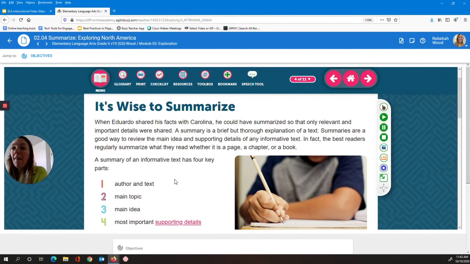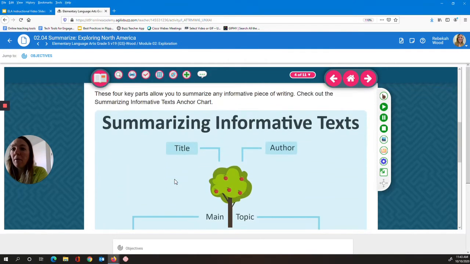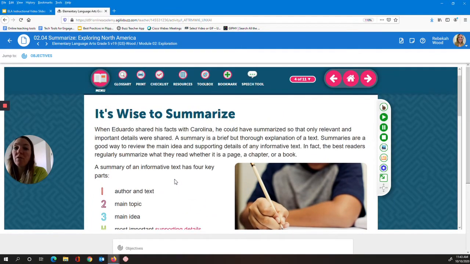I'm going to talk about this page quite a bit because this is important for your assignment. So, it's wise to summarize. When Eduardo shared his facts with Carolina, he could have summarized so that only relevant and important details were shared. A summary is a brief but thorough explanation of a text. Summaries are a good way to review the main idea and supporting details of an informative text. In fact, the best readers regularly summarize what they read, whether it is a page, a chapter, or a book.